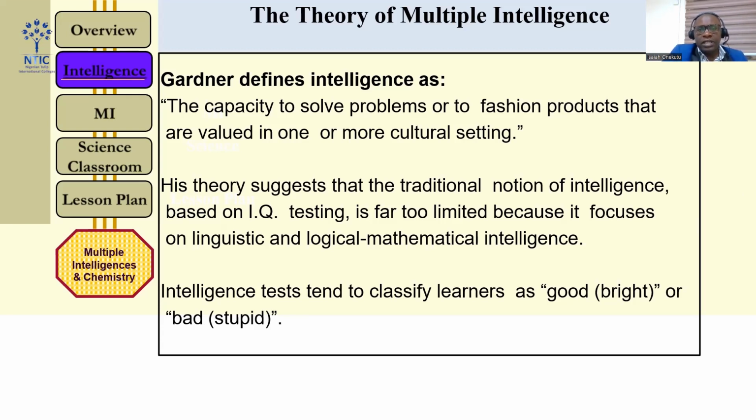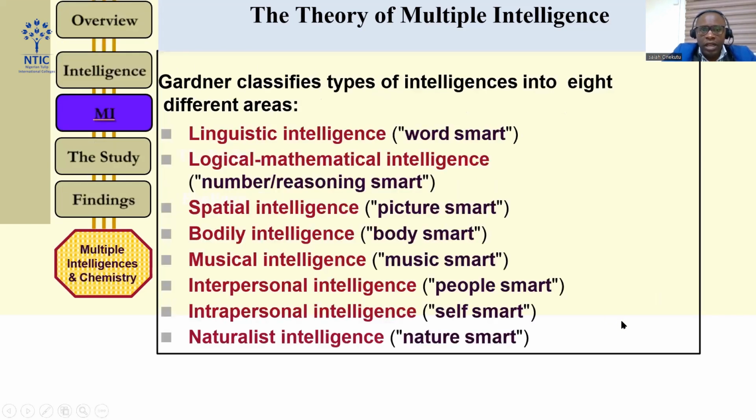His theory suggests that the traditional notion of intelligence is based on IQ. Many a time when we test these learners with paper and pen, and their performance is not as good as we expect or not above average, our conclusion is that this learner is bad or below average, ignoring the other abilities of these learners. That's what we want to see: how multiple intelligence can help us improve in our daily classroom activities with the learners. Okay, let's move on now.